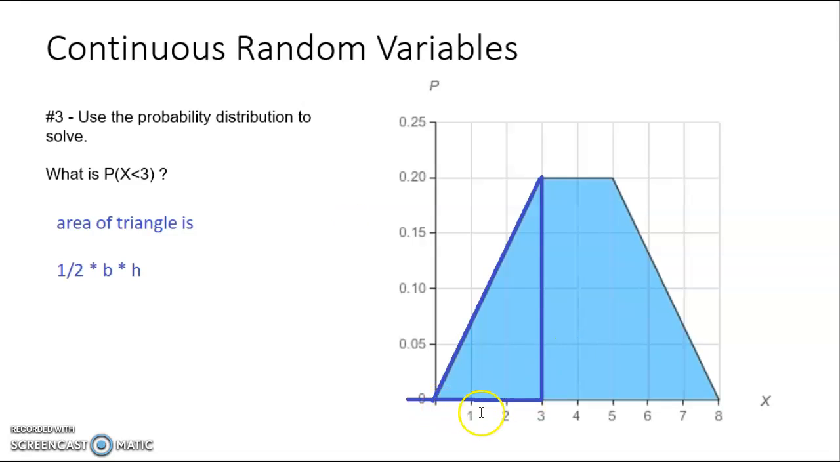So for this one, the base has a length of 3. From 0 to 3, that's a distance of 3. And the height here, we go from 0 all the way up to here, which is 0.2. So for this one, 1/2 base times height is going to be 1/2 times 3 times 0.2. And again, I'll let you take it from there. That's number 3.